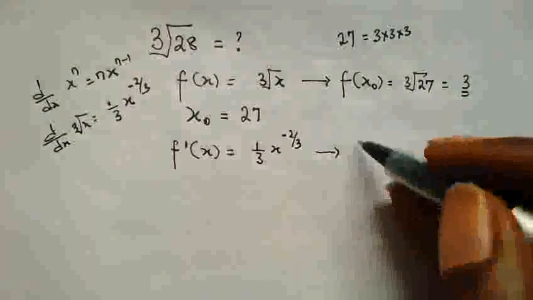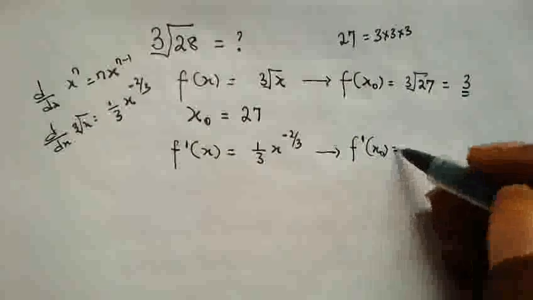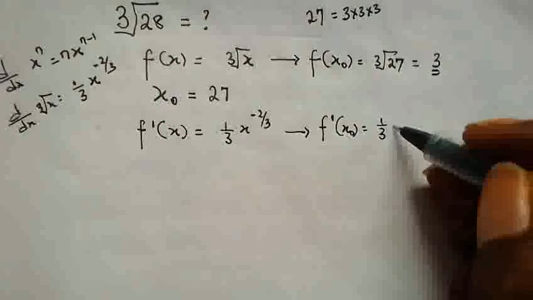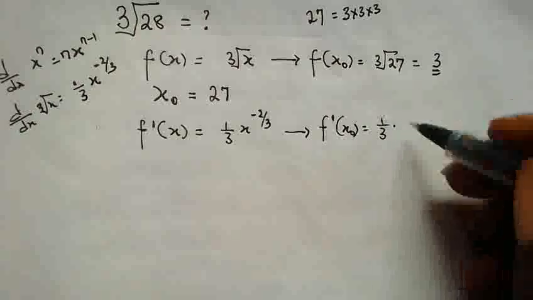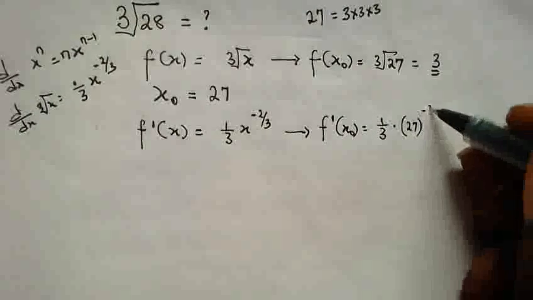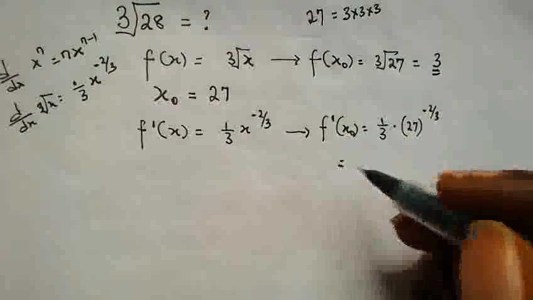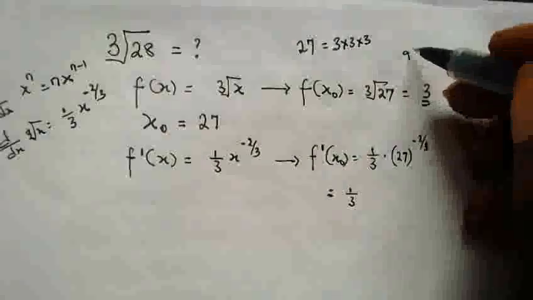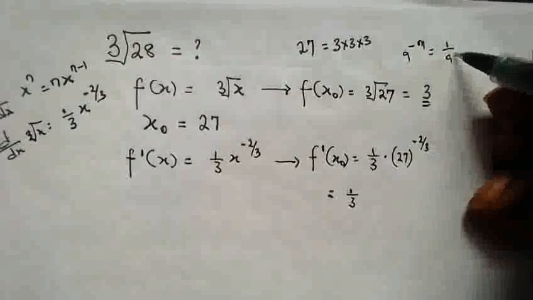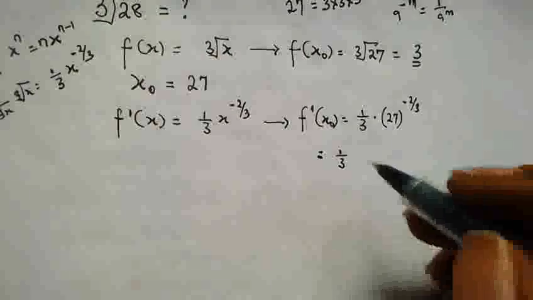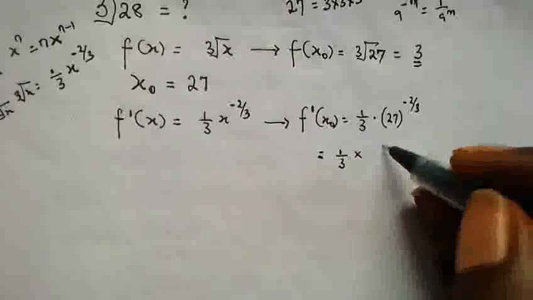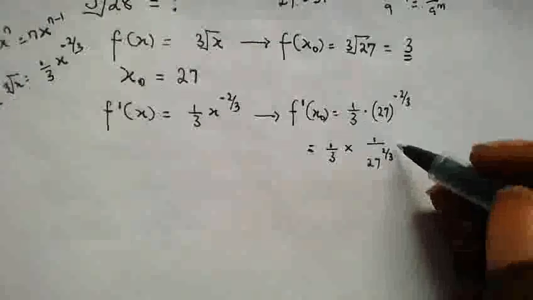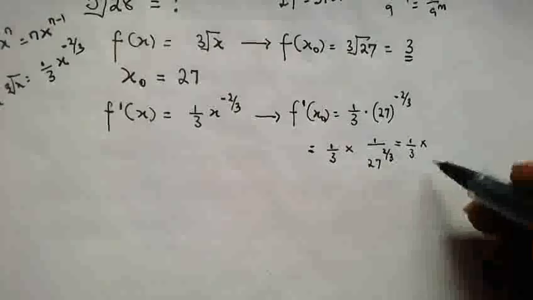So from here we can compute our f prime of x subscript 0. So this is going to give us 1 over 3 times 27 raised to negative 2 over 3. So simplifying this, so we have 1 over 3. You know the indices law, that when we have a raised to negative m, this is equal to 1 over a raised to m. So from here we get this to be 1 over 3 times 1 over 27 raised to 2 over 3. So simplifying this, we have 1 over 3 times, cube root.